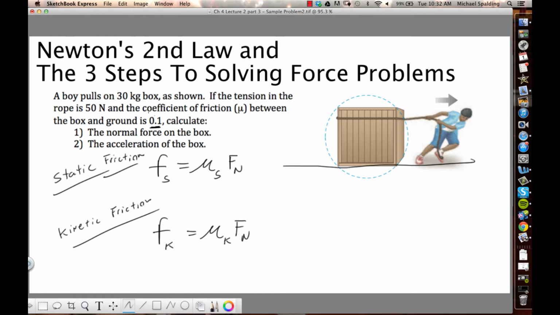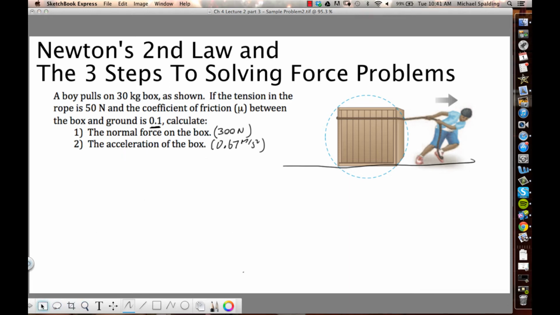The answer, if you do them correctly, the answer to number 1 is 300 newtons. The answer to number 2 is about 0.67. And that's using gravity as 10. In class, I'm using gravity as 10. When you're doing the homework set, use 9.8 because that's what the book uses. That way the answer in the back of the book will be right on. Okay? All right, so 10 minutes.